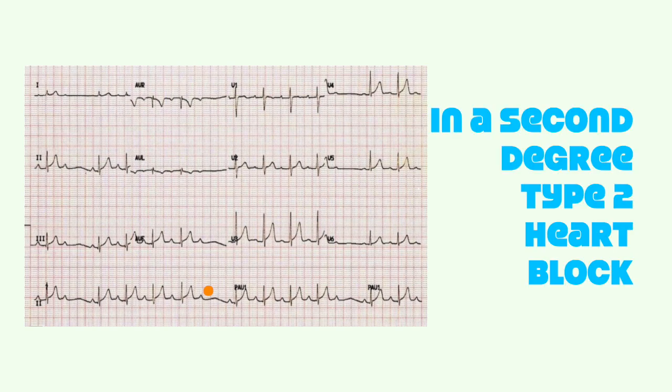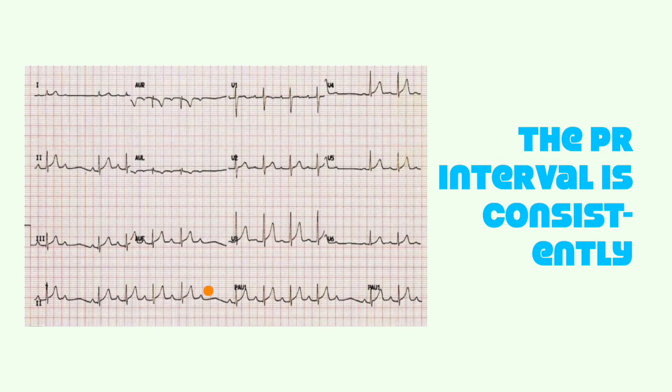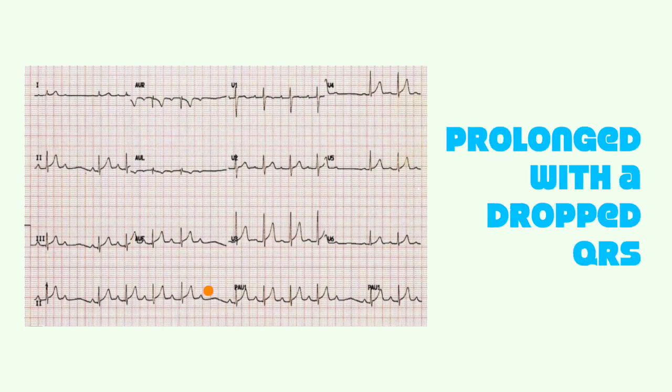In a second-degree type 2 heart block, the PR interval is consistently prolonged with the dropped QRS.